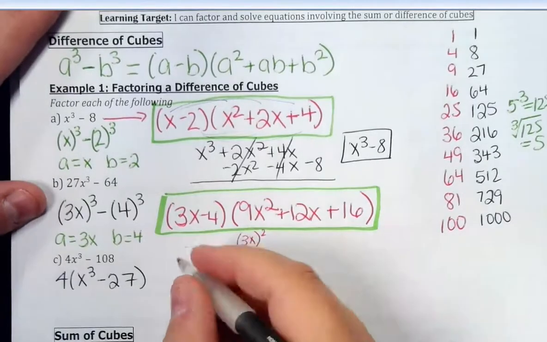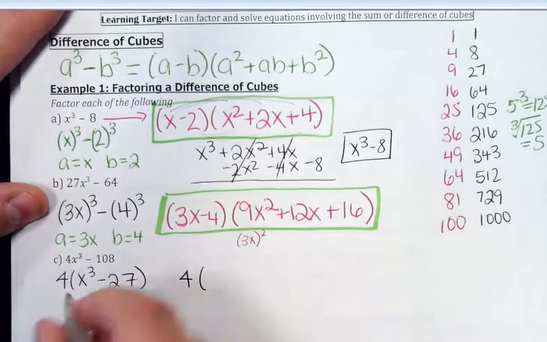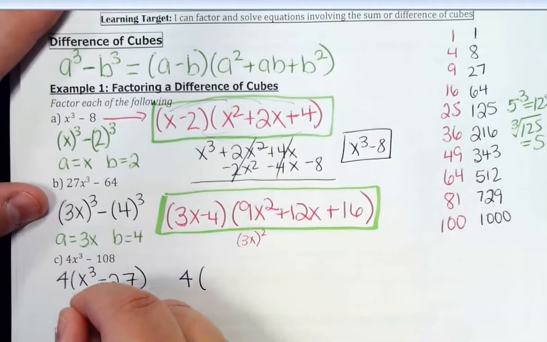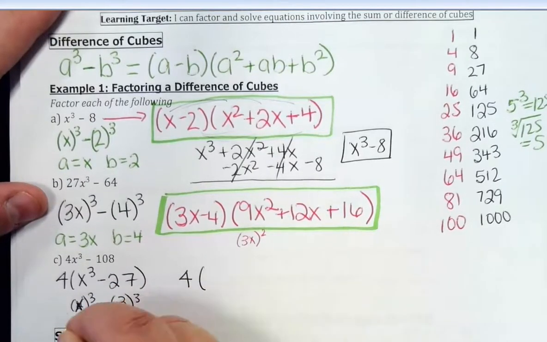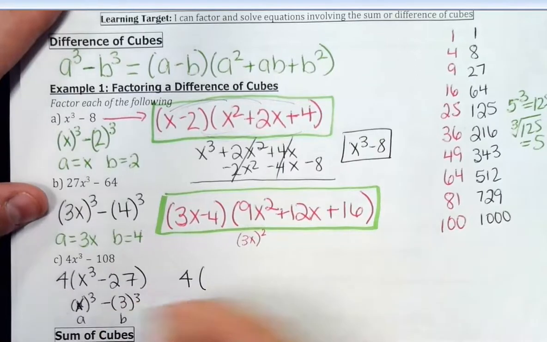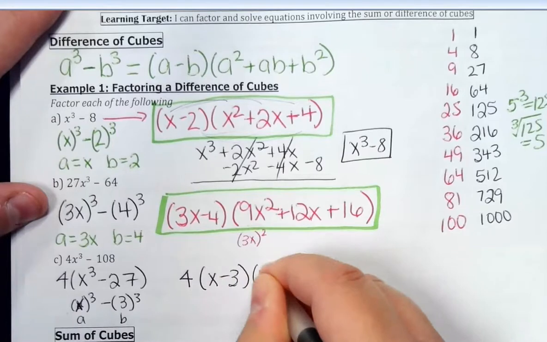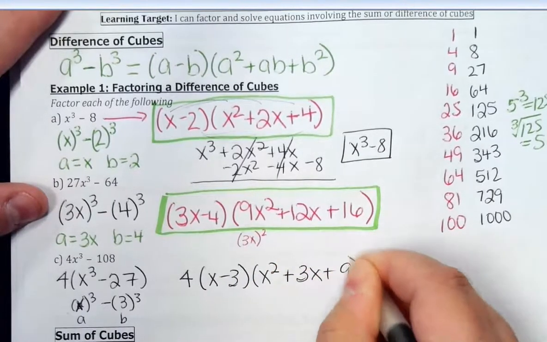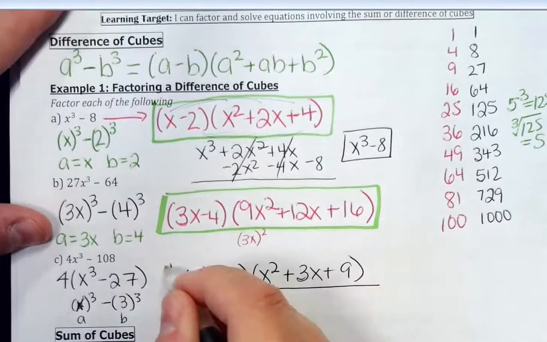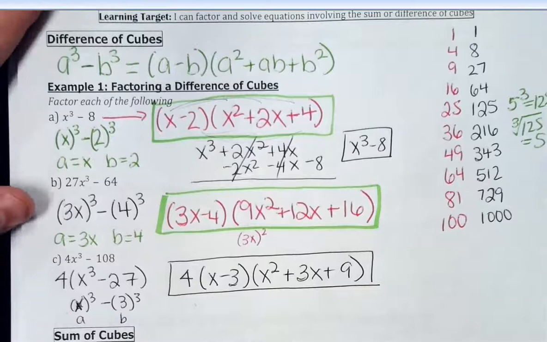Now, the factored form of this would need a 4 out in front. Your a value, sorry, this is really x cubed minus 3 cubed here. So a is going to be x, b is going to be 3. So this would factor into x minus 3 times x squared plus 3x plus 9. And if I'm just writing the factored form and I take a greatest common factor out in front, I do need to leave that there.